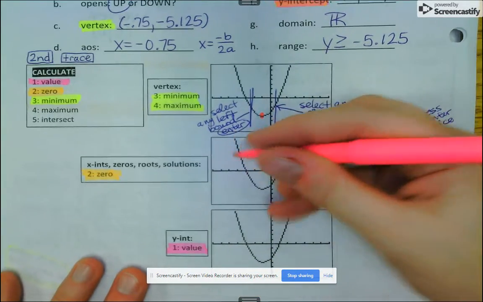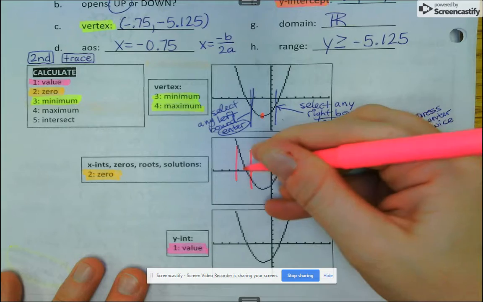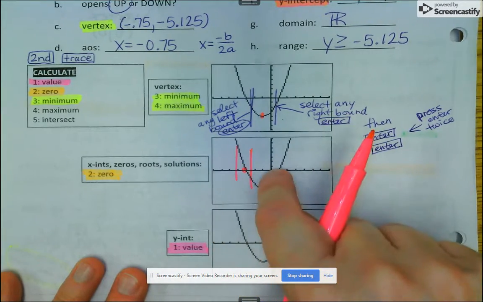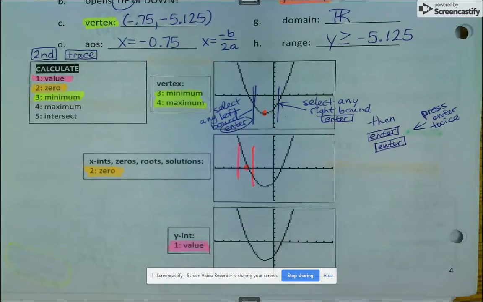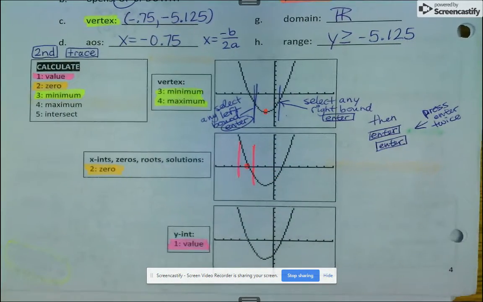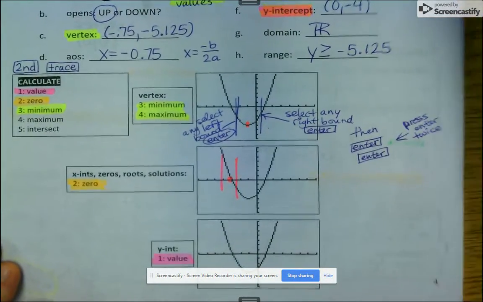So if you're looking for an intercept, you're going to need to create a bound here and here around that intercept. It can be anywhere to the left and anywhere to the right. It does not have to be the same. Just anywhere a little bit to the left and a little bit to the right of the point you're looking for, and then it can calculate the exact point. So you can practice that in your calculator.